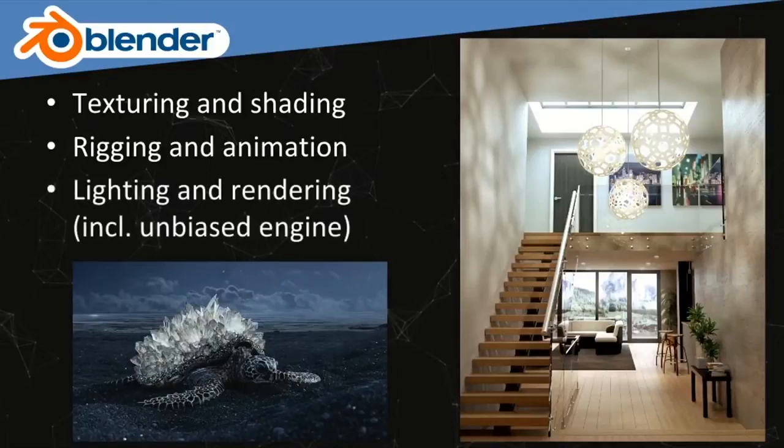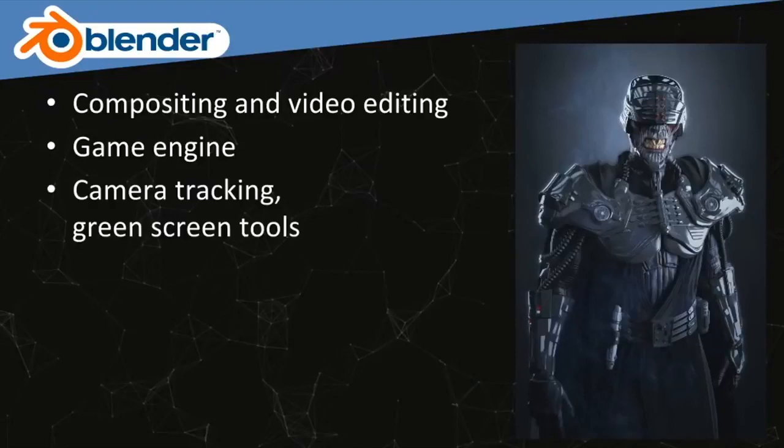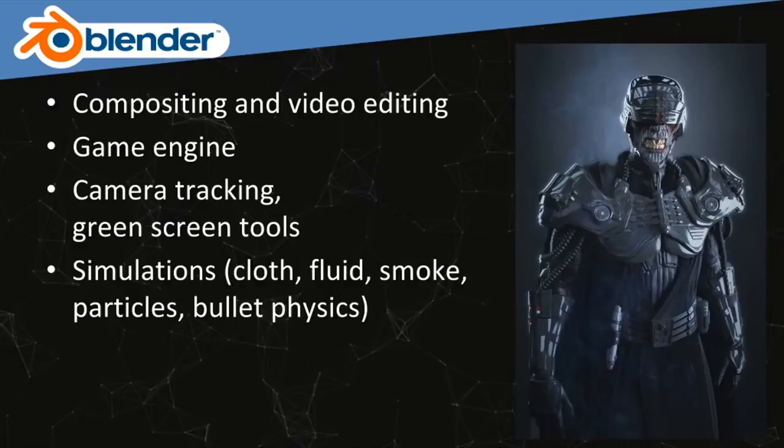It actually has two rendering engines. One is called a scanline engine. It's a simple one for stylized graphics, and the other is a photorealistic path tracer called Cycles, a newer one. There are also compositing and video editing tools, a full-featured game engine with logics and scriptability, camera tracking and green screen VFX tools, simulations like cloth, fluids, smoke, particles, and bolt physics. And the difference between Blender and most other animation packages in 3D is that it's free and open source.